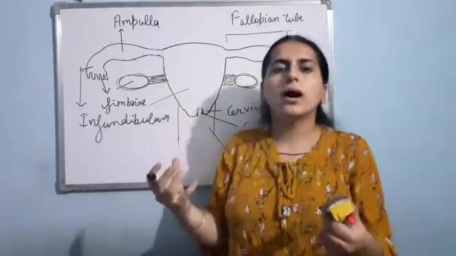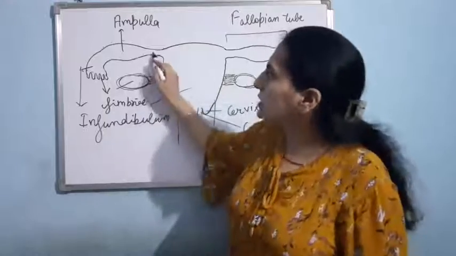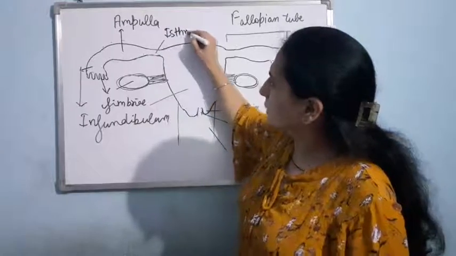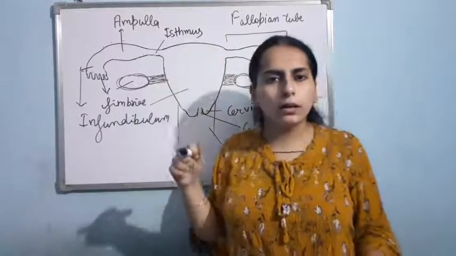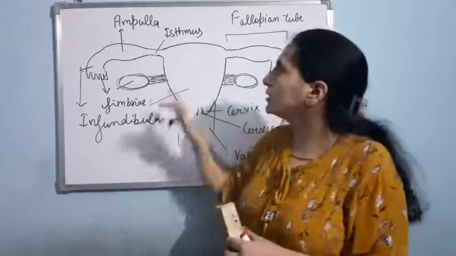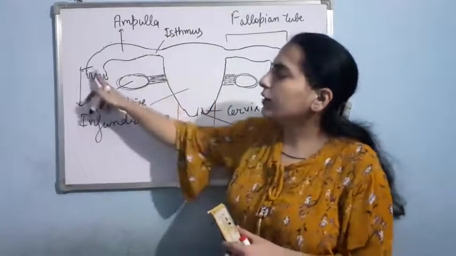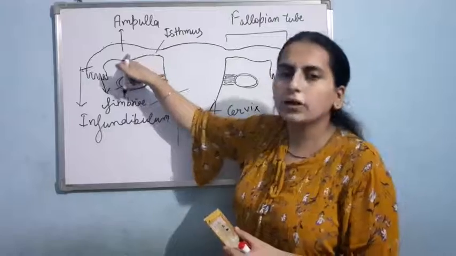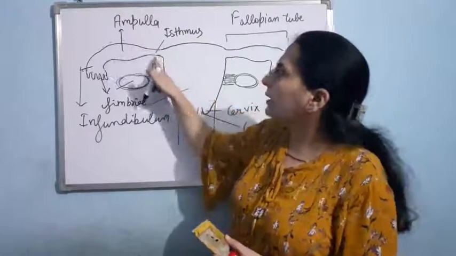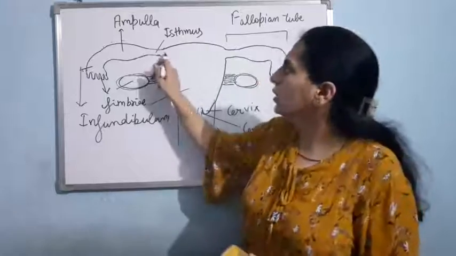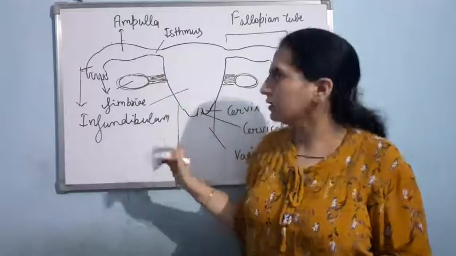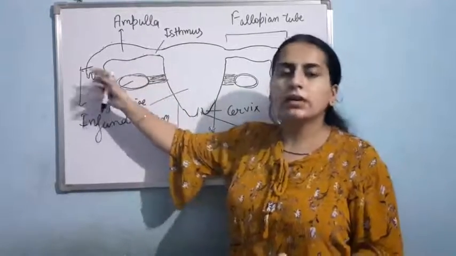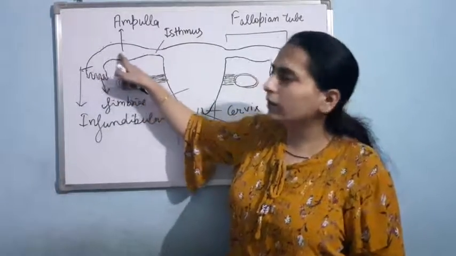Now, the second part here, which is broadened, is known as the ampulla. The ampulla is the broader part of the fallopian tube. And the last one is this part, the isthmus. The part which has a narrow lumen, and it is in close proximity with the uterus. Infundibulum is in close proximity with the fimbriae and the ovary. The broadened part is your ampulla, and the narrow part is the isthmus, which is in continuation with the uterus after that. Is it fine? So basically, the ovary will release the ovum, the fimbriae will collect the ovum, and the ovum will move here.